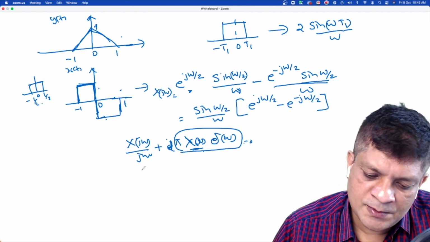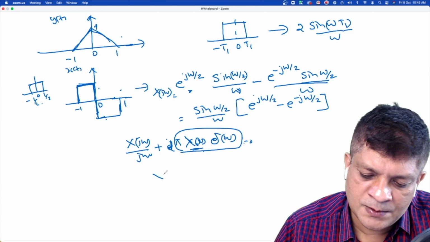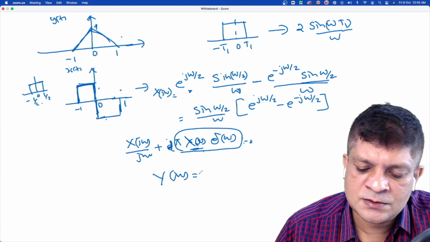What is Y(jω)? The Fourier transform of this rectangular pulse. Y(jω) is what?